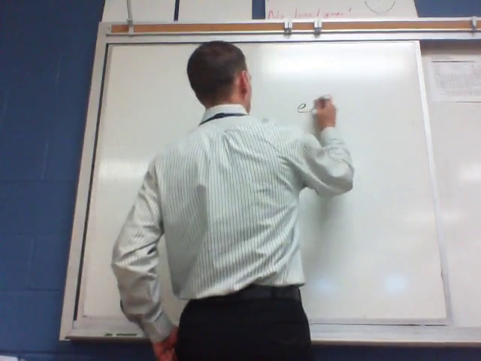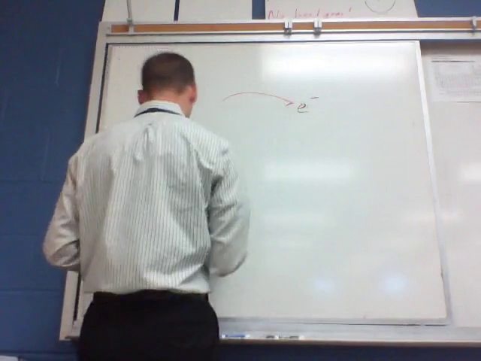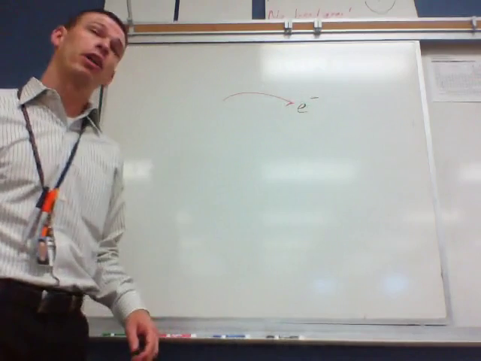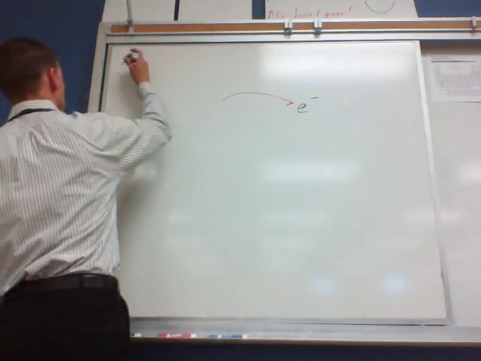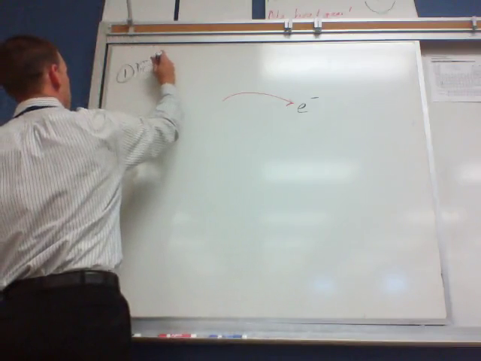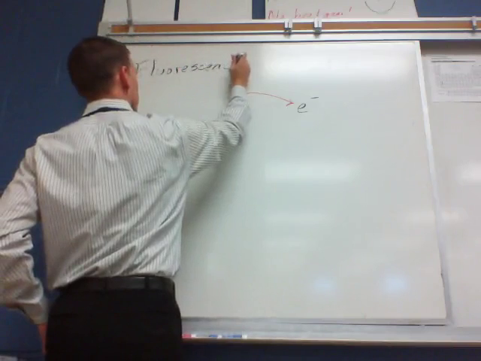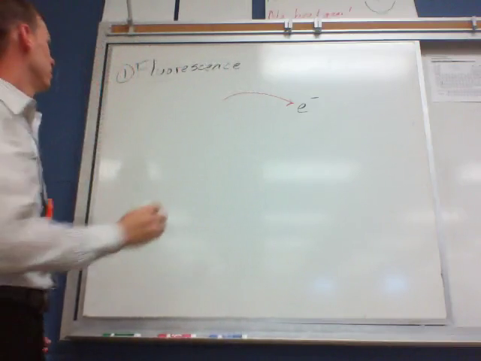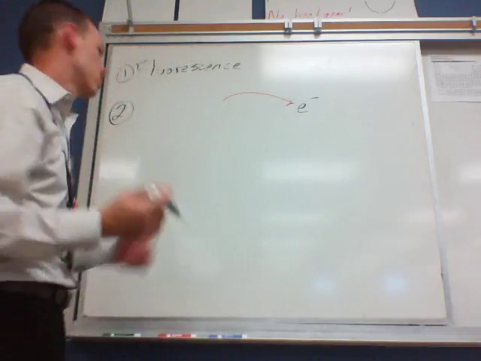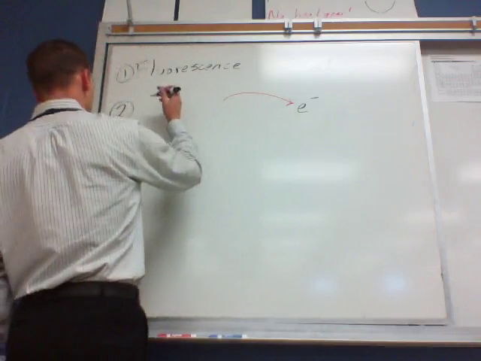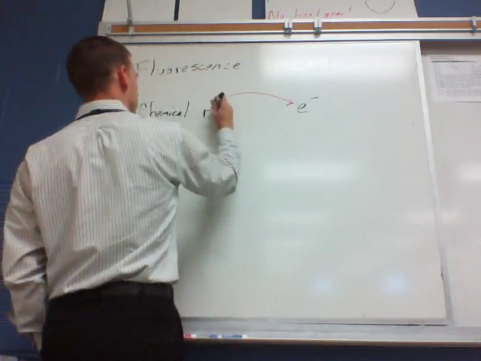My electron's ability to absorb that energy is going to come from one of 4 places, and you're going to want to know these intimately. It can come from fluorescence. These are all ors. It can come from this, or this, or this, or this. It can come from a chemical reaction.